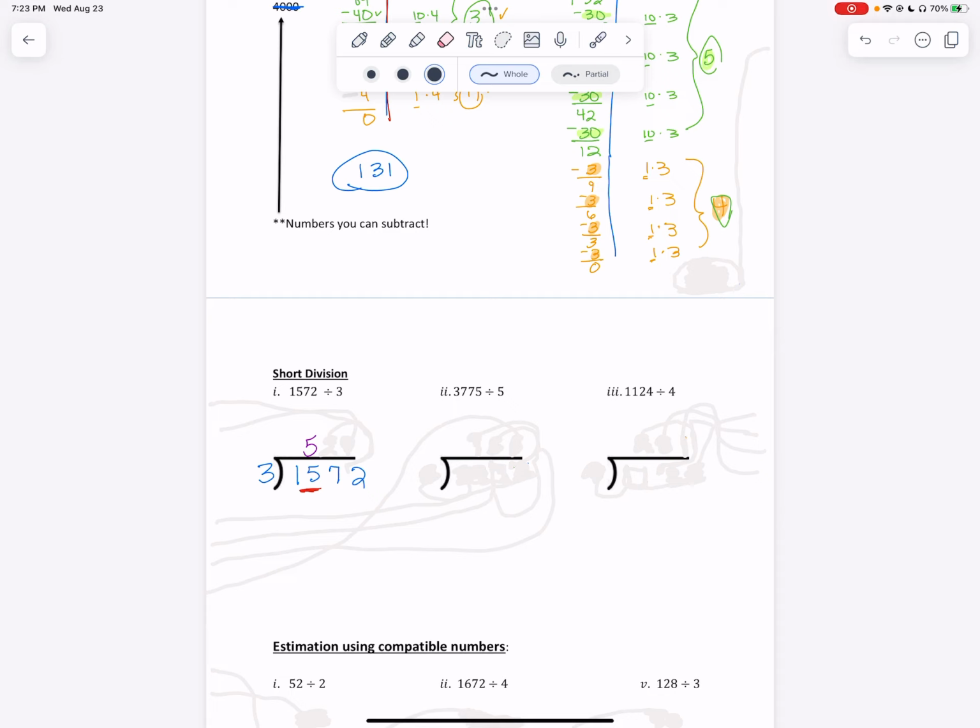Do I have anything left over? No, it goes in there evenly. So I have nothing left over. So now I'm going to go to the next one. Let's look at the 7. 3 goes into 7 how many times?